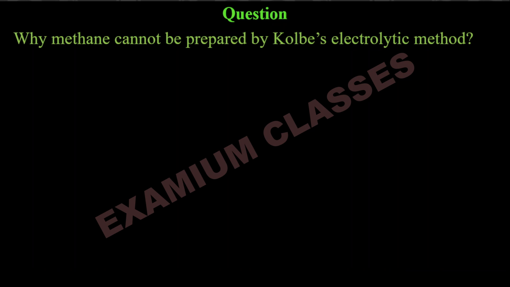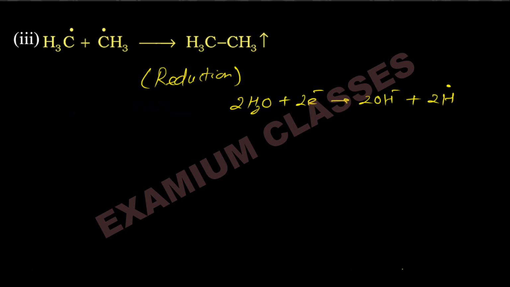Now the question, why methane cannot be prepared by the Kolbe electrolytic method? The answer is very simple, because here one methyl free radical combines with another methyl free radical. So the lowest possible alkane is ethane. You cannot produce methane. And this is again the reason that you cannot produce odd numbered alkanes, because the two similar free radicals will combine.